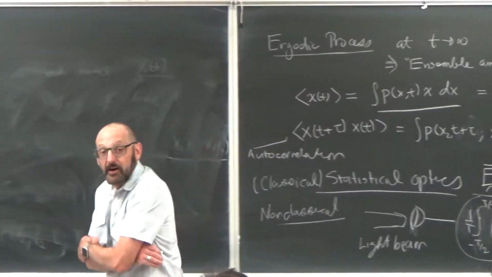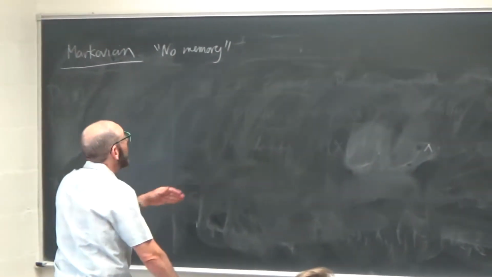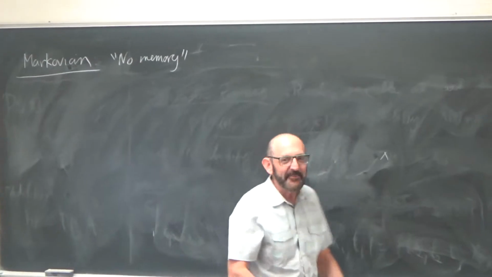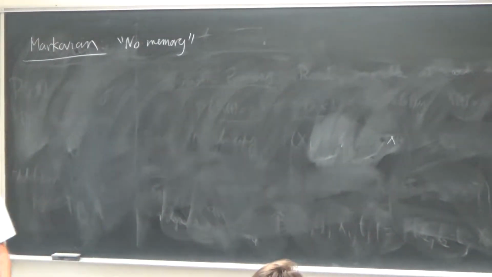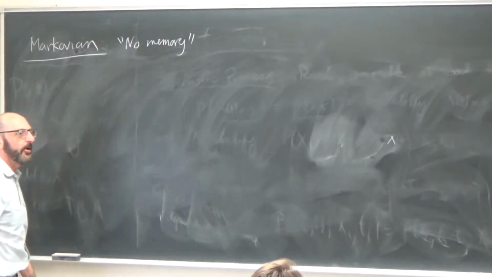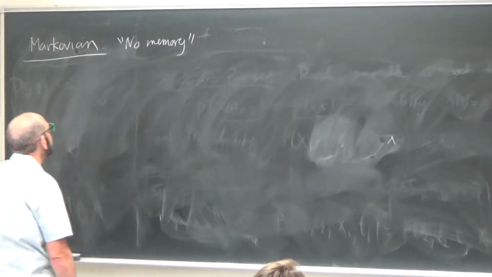All right, let's move on. I forgot what I was talking about. Oh yeah, we're talking about Markovian processes. So a Markovian process, to say it has no memory, is to say the following.